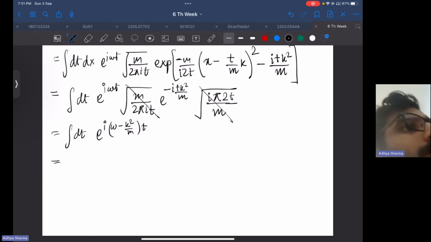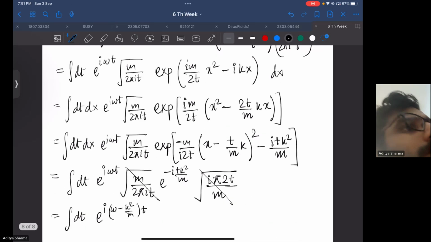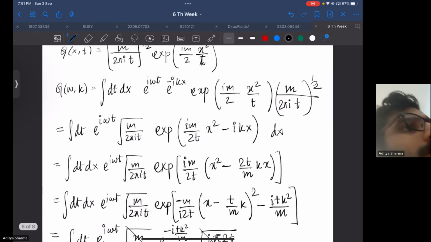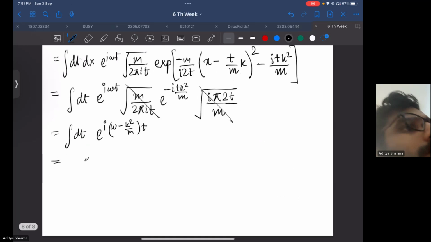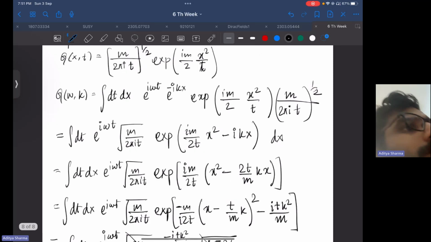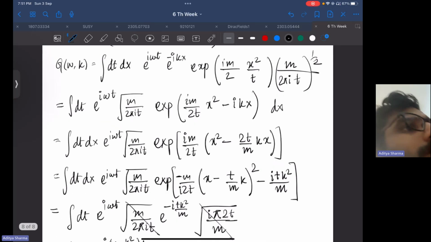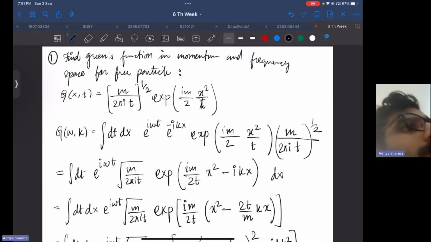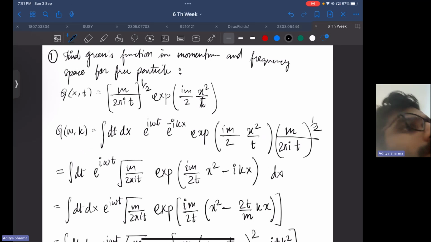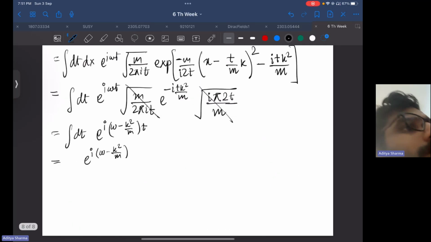Now, when we do the integral of this one, we're going to find omega minus k squared by 2m. So, for the free particle, x is from minus infinity to infinity. Otherwise, we won't be able to do the Gaussian integral. For t, I'm going to take some finite time, otherwise the integral might be oscillating.